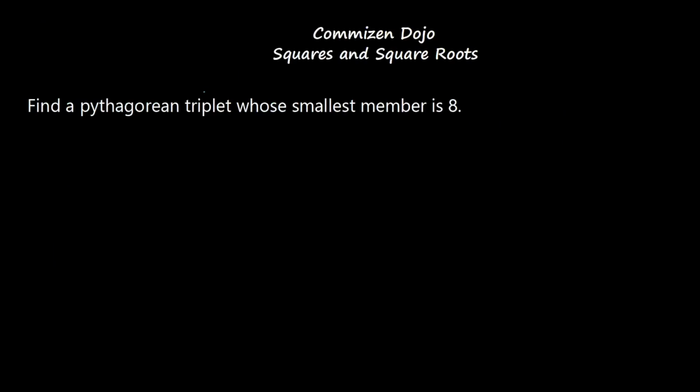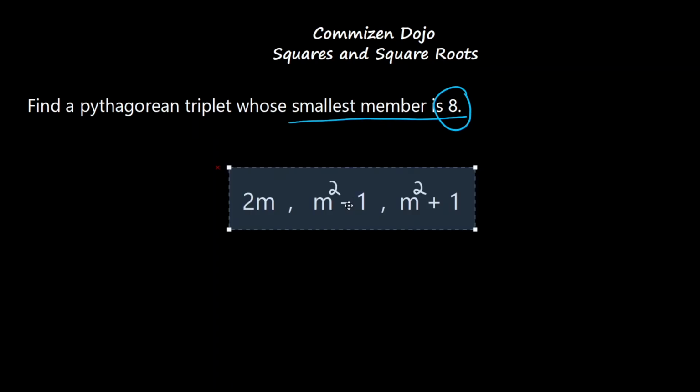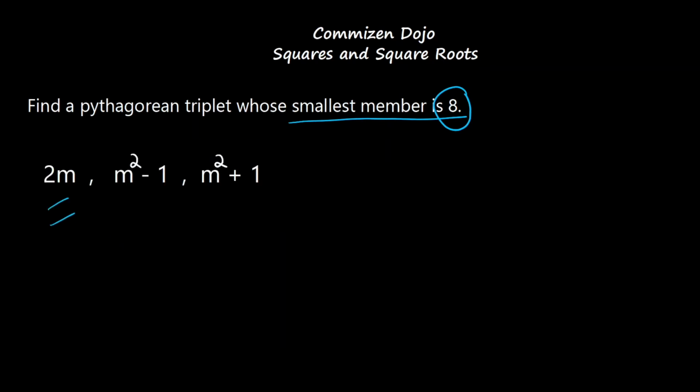So right here we have to find a Pythagorean triplet whose smallest member is 8. So the smallest member of this Pythagorean triplet is 8. And we also know that we can represent the members of a Pythagorean triplet in the form 2m, m square minus 1 and m square plus 1. Now what I'm going to do is I'm going to equate 8 with m square minus 1. So m square minus 1 is equal to 8.